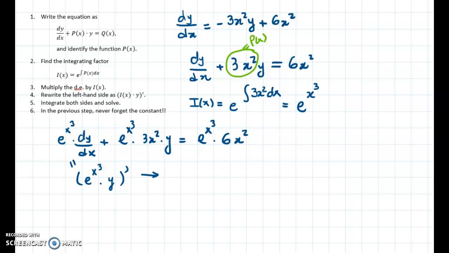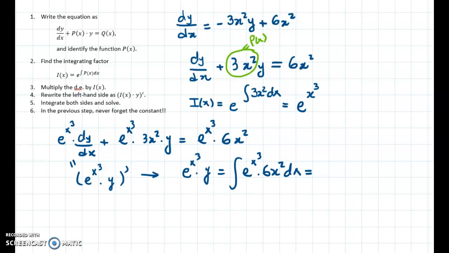Now we are going to find the antiderivatives on both sides with respect to x, so we're integrating both sides. On the left-hand side, when we integrate with respect to x, the derivative cancels out, so we have e to the x cubed times y is equal to the antiderivative of e to the x cubed times 6x squared dx. We need to find this antiderivative.